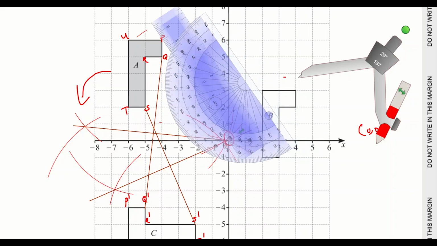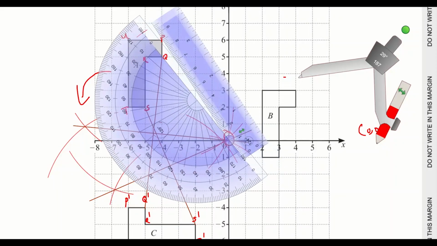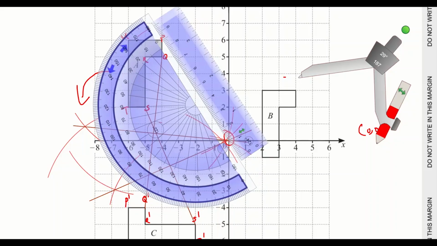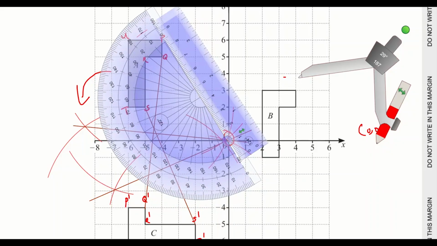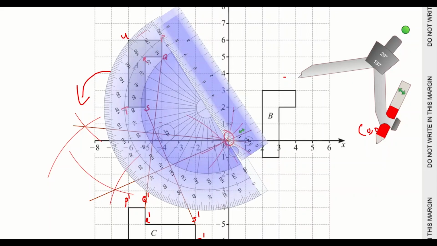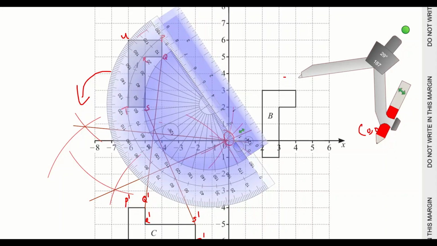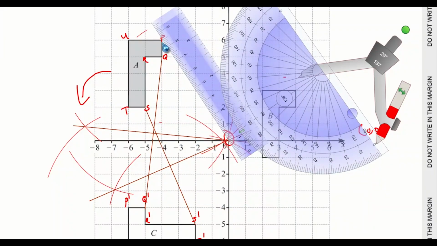So you place the protractor here, and I can increase the protractor like this. Let's adjust it a little bit. Where is point P? You need to adjust this very well. Ordinarily you can draw a line from point P to the center. I think I should do that so you can understand. So draw a line from point P to the center of rotation. That's the origin.